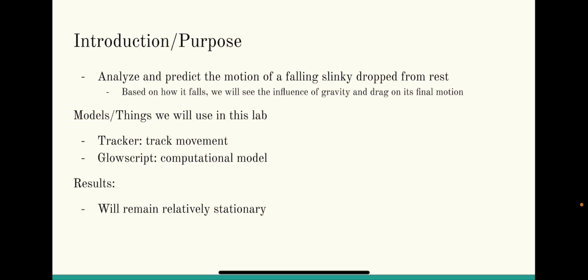To introduce this lab, the purpose is to analyze and predict the motion of a falling Slinky dropped from rest, and we will also have to evaluate and see the influence of gravity and drag on its final motion. We will use Tracker to track the Slinky's position to be able to analyze it, and GlowScript to code a computational model to predict what the position will be. To give an overview of the results as well, we will see that the bottom of the Slinky will remain relatively stationary.